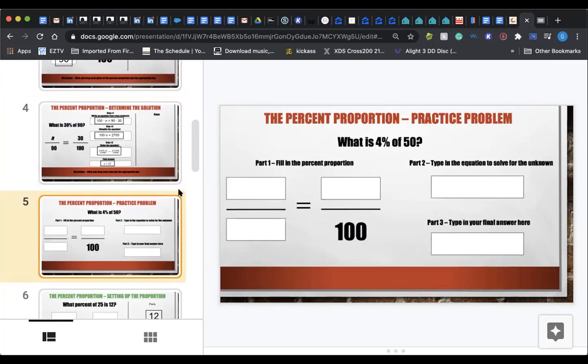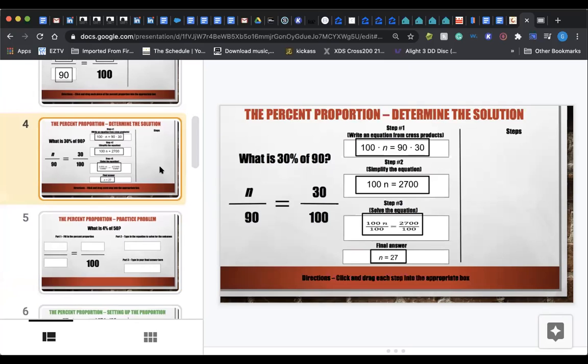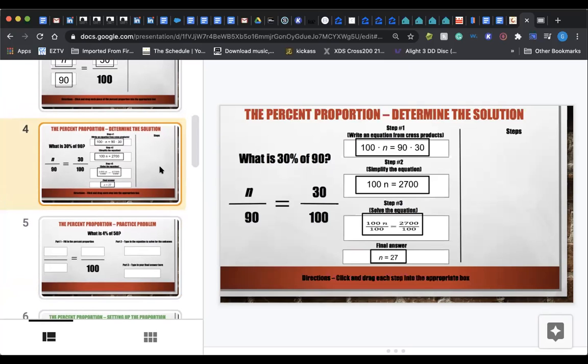All right. What is 4% of? Mr. G, can you go back to that slide real quick so I can take a picture? All right. Okay, thank you. Okay, I got it. Great.